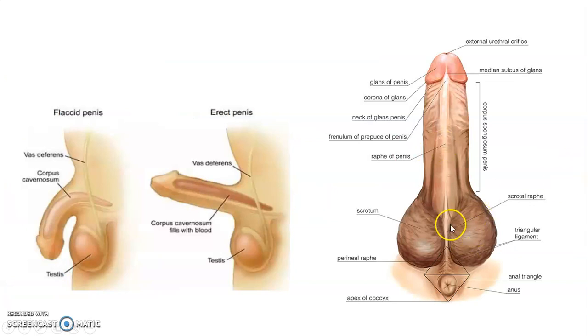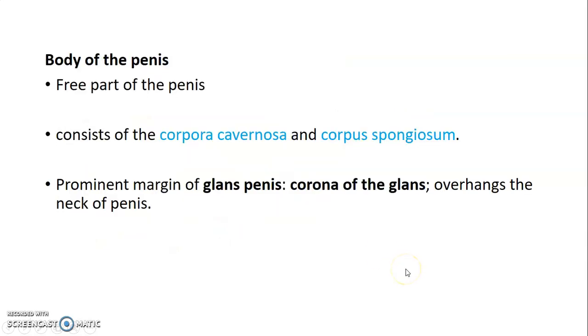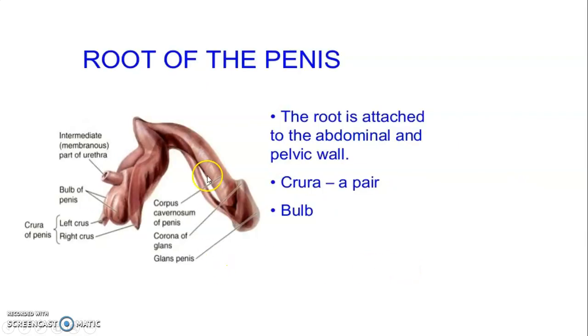So again, this is the scrotum, this is the anal canal, this is the corpus spongiosum, that's the glans penis, that's the corona, urethral opening, and the raphe of the penis. So the root of the penis, we've said, is made up of two crura and a bulb at the center with a urethral opening. Again, appreciate the corpus spongiosum and the corpora cavernosa, that's the glans with its corona.